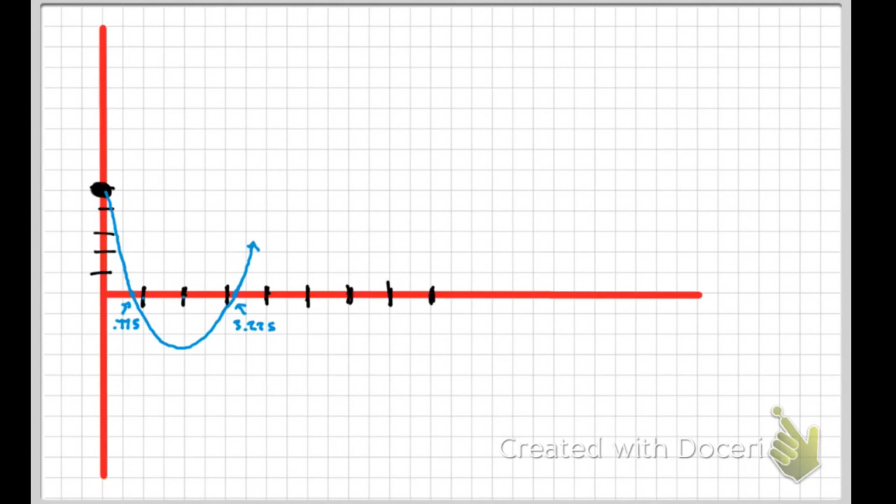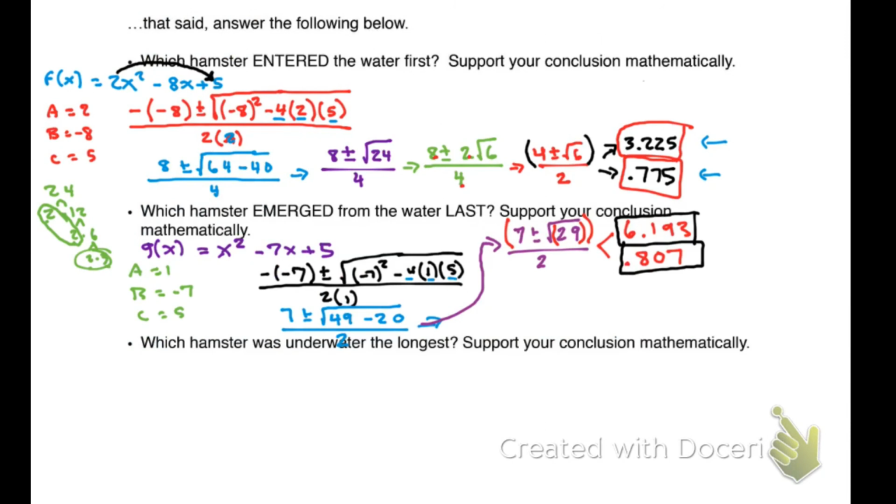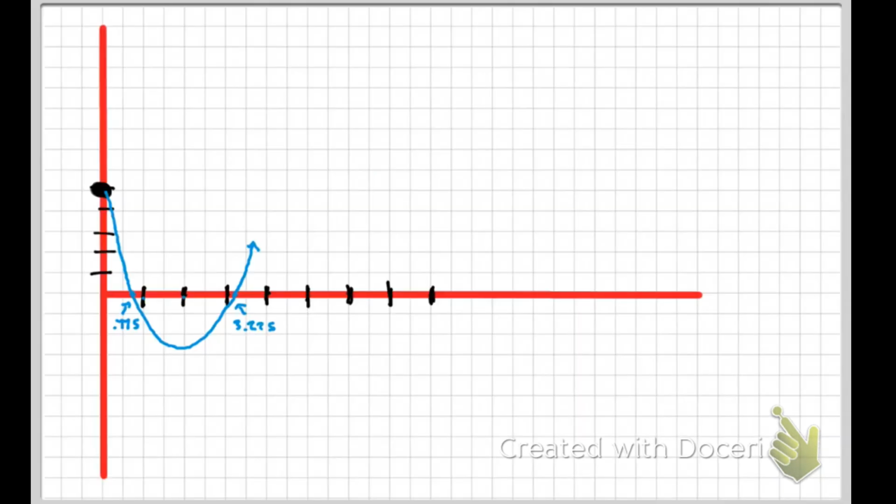Now let's do our second hamster's, and I'm going to do this one in purple, because I wrote g of x in purple. So for g of x, these two here are our x-intercepts. 0.807 is where he entered the water, because that's going to be our left x-intercept. These numbers are small, so it's going to be about there.